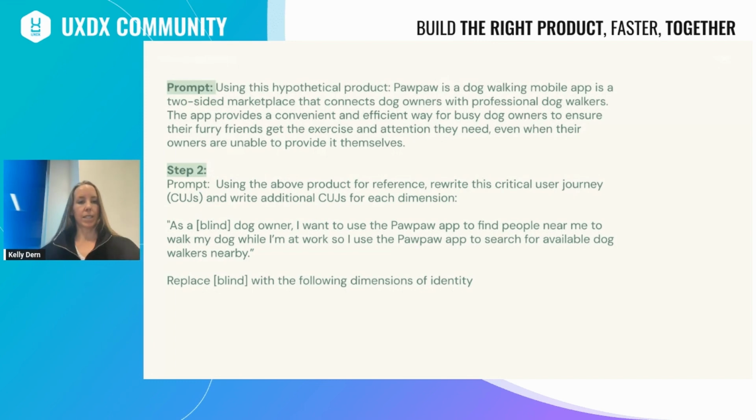And using this example, I've taken my prompt here, which is my hypothetical app. Papa app is a dog walking mobile app, a two-sided marketplace that connects dog owners, and so on. And then below, I put the prompt: using the above product for reference, rewrite this critical user journey and write additional user journeys for each dimension. And here's where I input my user journey, and then I ask it to replace the dimension, which is blind, with the following dimensions of identity. And here is where you put that list that you output in the previous exercise.